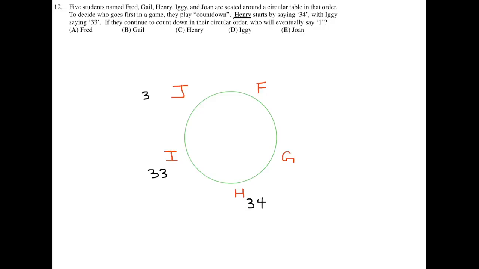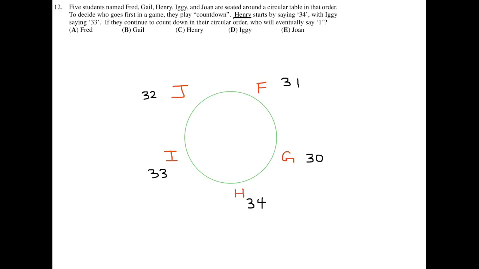All right, let's draw this out. All right, so here are those 5 students, and I just wrote their first letter of their name: Fred, Gail, Henry, Iggy, and Joan. So who starts off? It's Henry. Henry says 34. And then I believe Iggy says 33, and then so on. Joan will say 32, Fred will say 31, and then Gail is her name. She says 30, and so on.